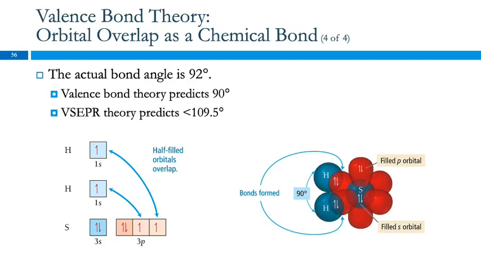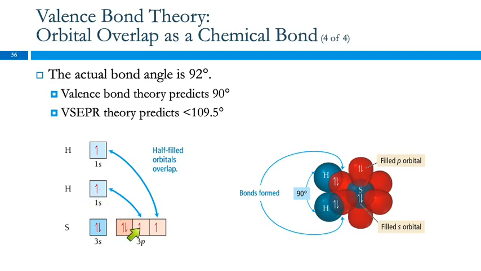So let's look at sulfur and hydrogen. If we look at the orbital diagrams, here's sulfur, and we see that sulfur has 2 half-filled p orbitals, and all of this is valence. These are all valence electrons, because the core electrons are just on the inside, they don't do anything. Here we have a hydrogen with a half-filled orbital and another hydrogen with a half-filled orbital.